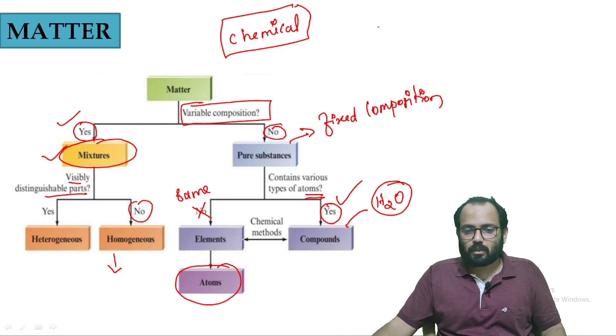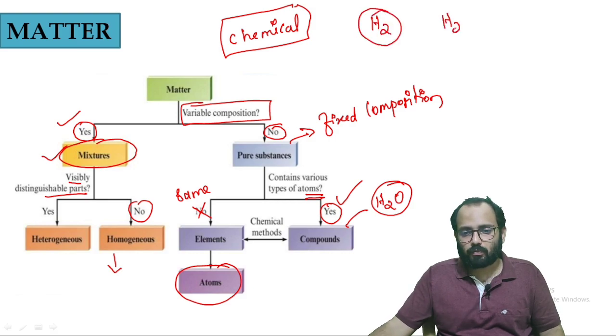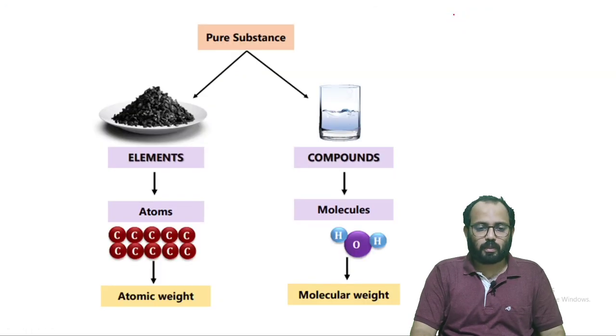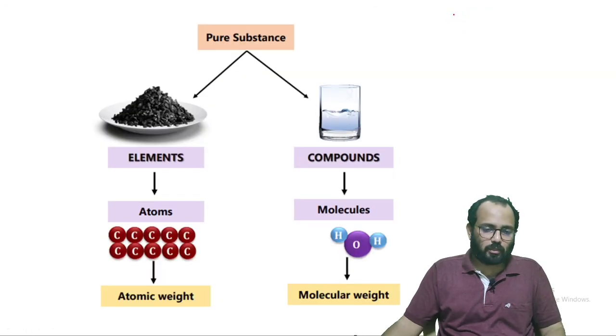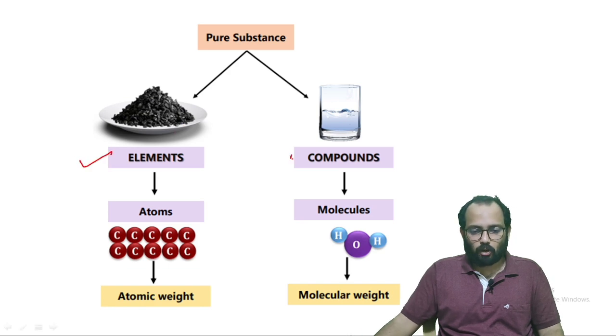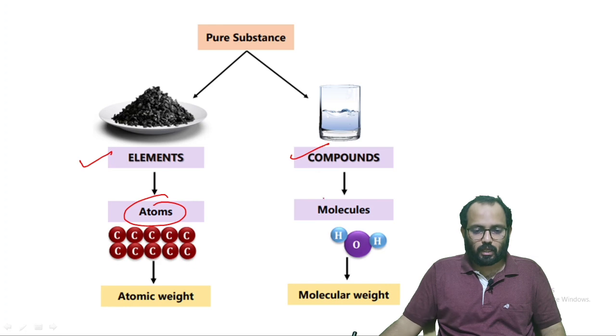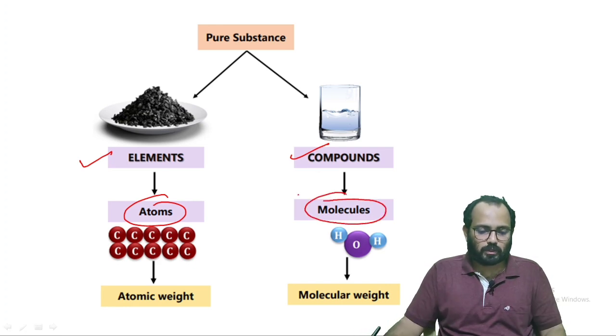So atoms of the same element combine and we get molecules, and atoms of different elements combine and we get a molecule of a compound. And the pure substance we can classify into, as we have discussed, elements and compounds. Elements contain the same type of atoms, and compounds will have the molecules inside. And this is how it goes.